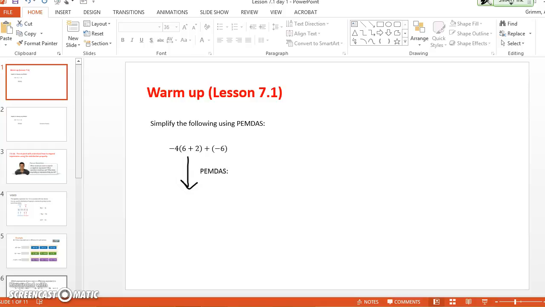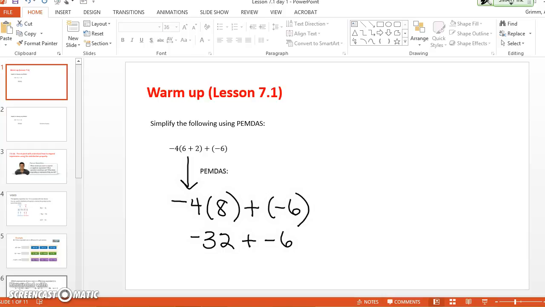Plus 2 is 8, so we're going to have negative 4 times 8 plus our negative 6. The next part of our order of operations is to multiply those two together. Negative 4 times 8 is negative 32, because the rule for positives and negatives is that if you have one negative, it's negative when multiplying. Then we have plus a negative 6, and negative 32 plus negative 6 is negative 38.